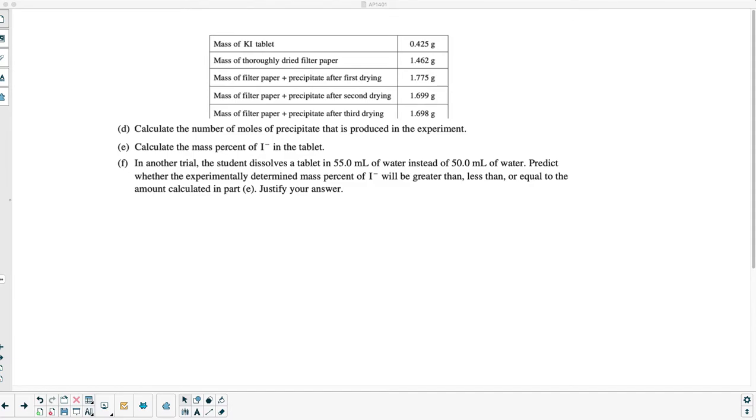Part D, E, and hopefully F. Hopefully I can get the F in this time. I want to make sure that I keep my screencast to a reasonable time. So let's take a look at this.